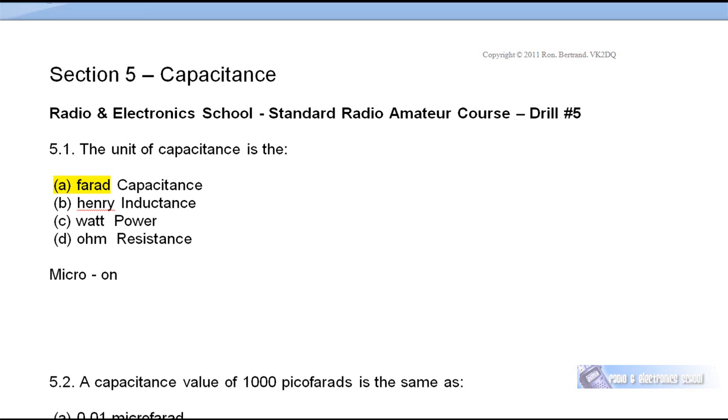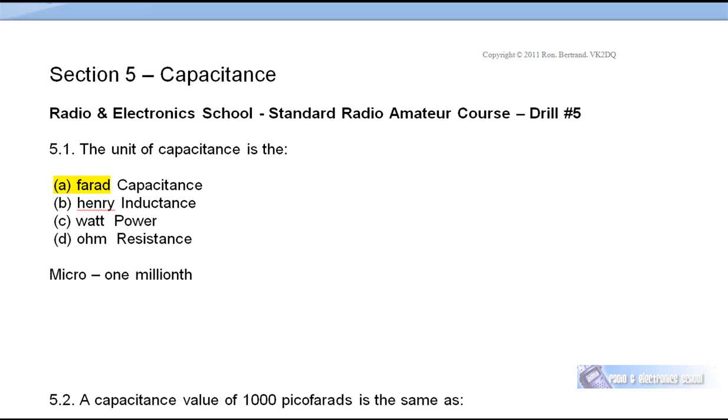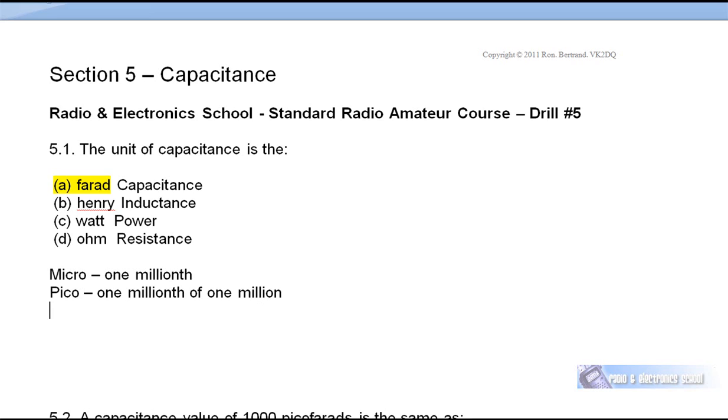Micro means 1/millionth, and pico means 1/millionth of 1/millionth. So a pico is 1,000,000 times smaller than a micro. So in order to convert pico to micro, micro equals pico divided by 1,000,000.